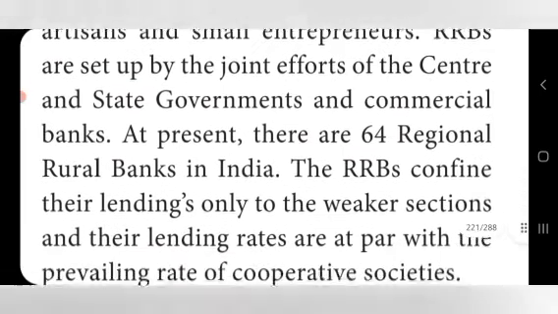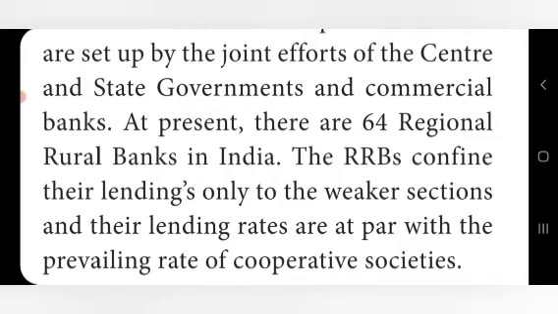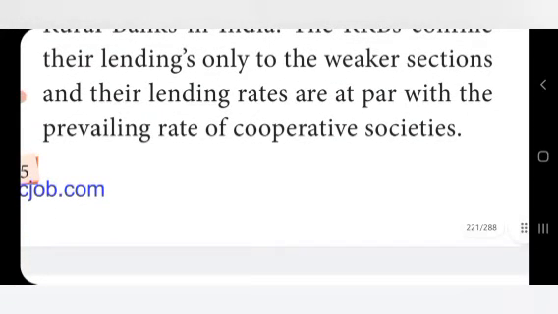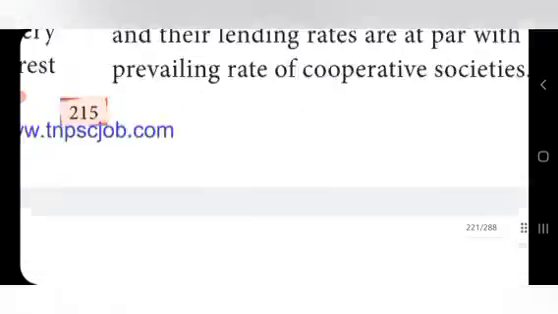Okay, at present there are 64 regional rural banks in India. So the RRBs confine their lending only to the weaker sections. So they are concerned about the weakest section of people, the poor farmers and small entrepreneurs, artisans, agricultural laborers, marginal farmers. And their lending rates are at par with the prevailing rate of cooperative societies. So the cooperative societies are giving a low rate of interest to them. So these are the works of regional rural banks.